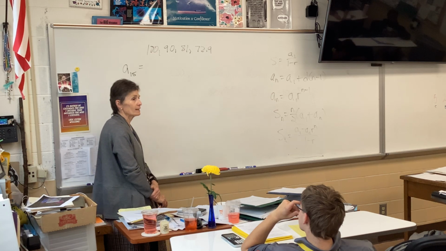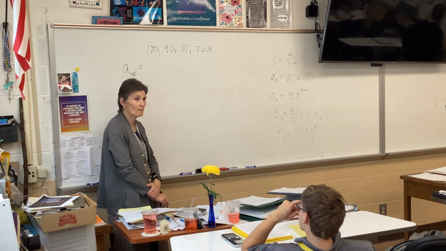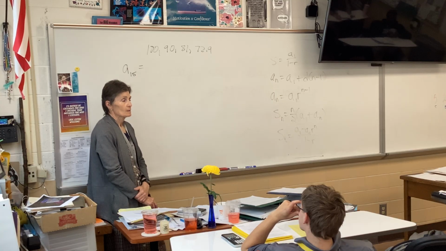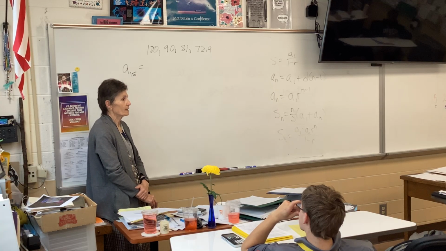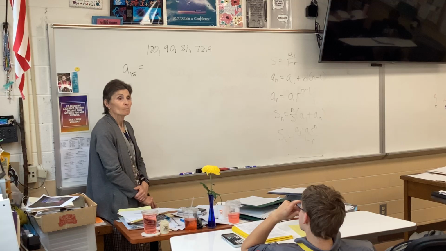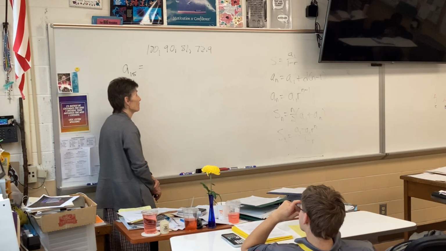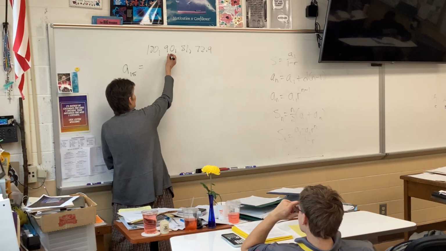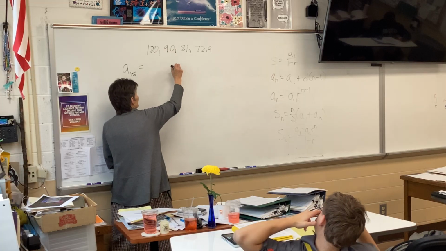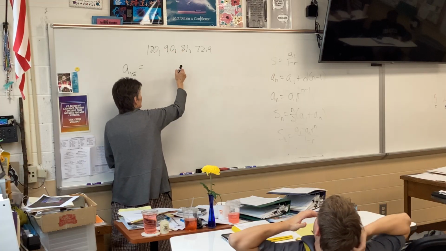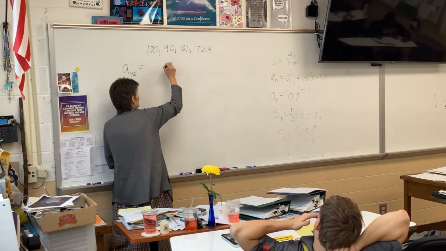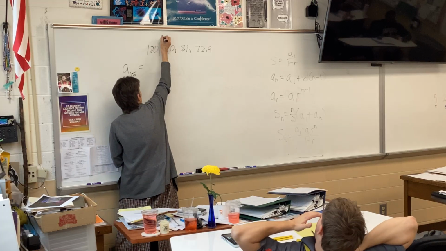It's not arithmetic, is it? I'm not going down by the same amount. So what am I multiplying by? 0.9. I'm multiplying by 0.9. You can always tell kids 90 over 100, 81 over 90, that over 81. The ratio is 0.9.